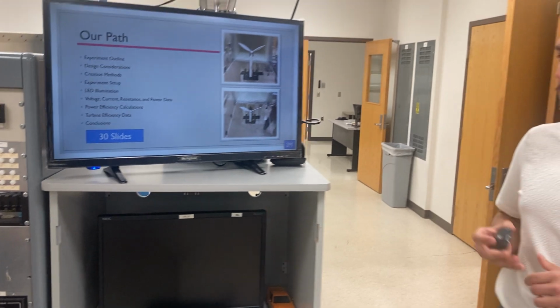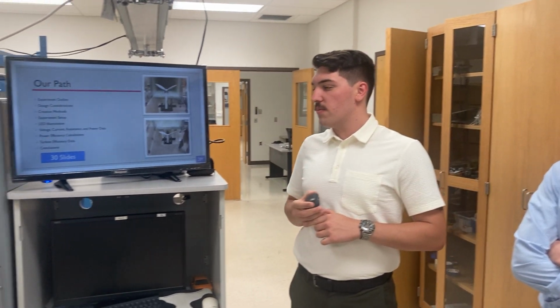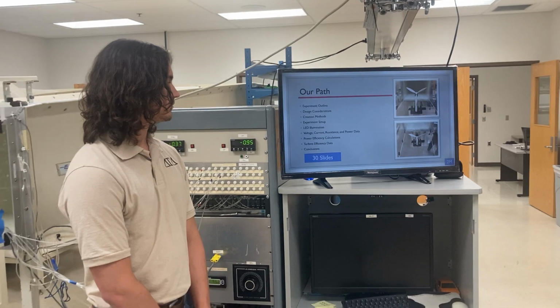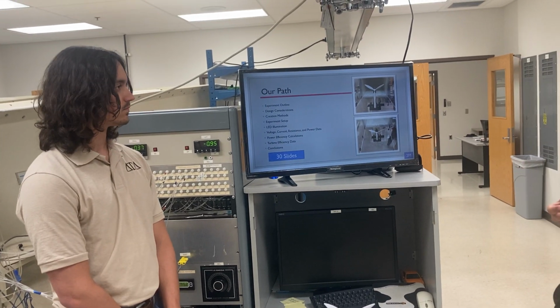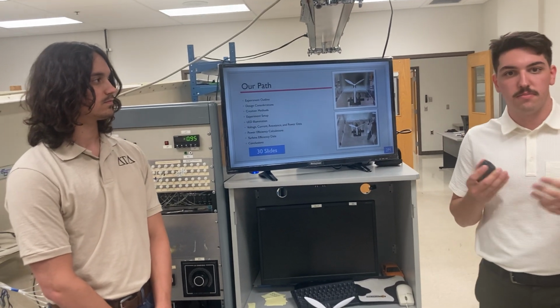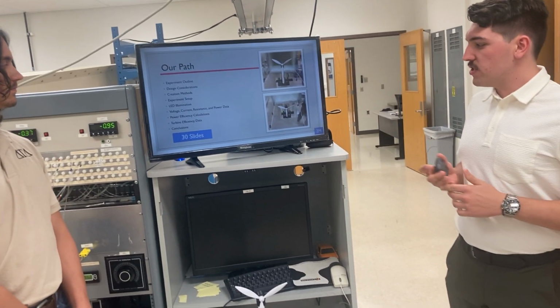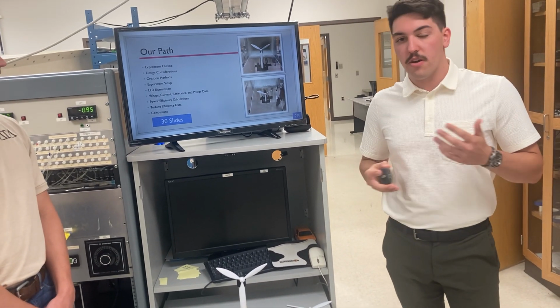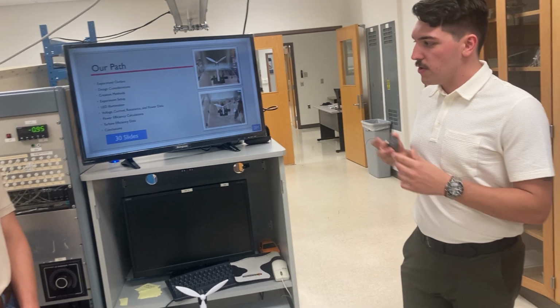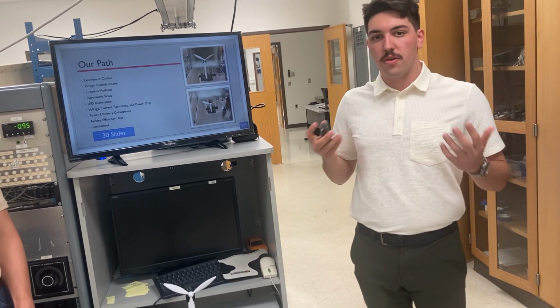Power efficiency calculations. How did we get our power efficiency numbers with our voltage, our current, what's the difference between our wind speeds, etc. here. Turbine efficiency data. Now that we had a real wattage output from our turbine, we can correlate this with real turbines that the real world uses, right? How efficient is our design? What can we improve? How can we change it, etc. Finally, we included all of our data, our learnings, our environmental impact, etc.